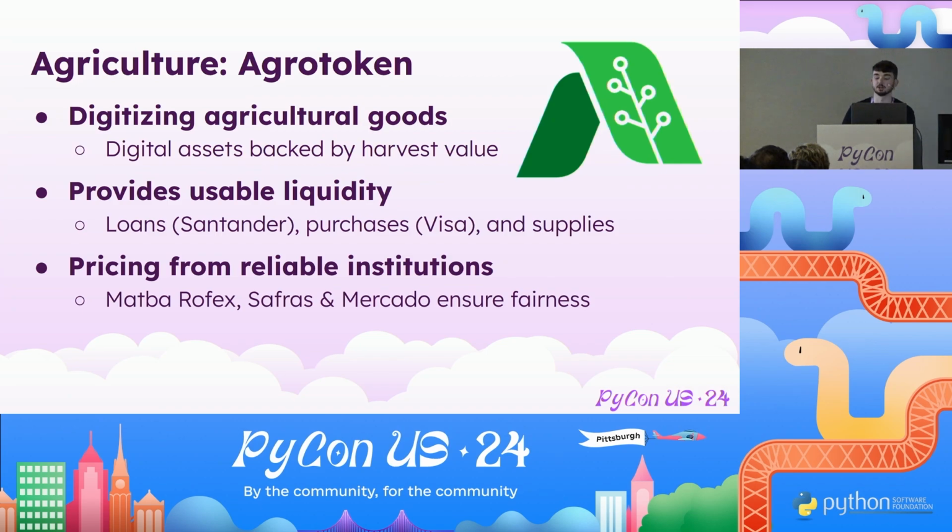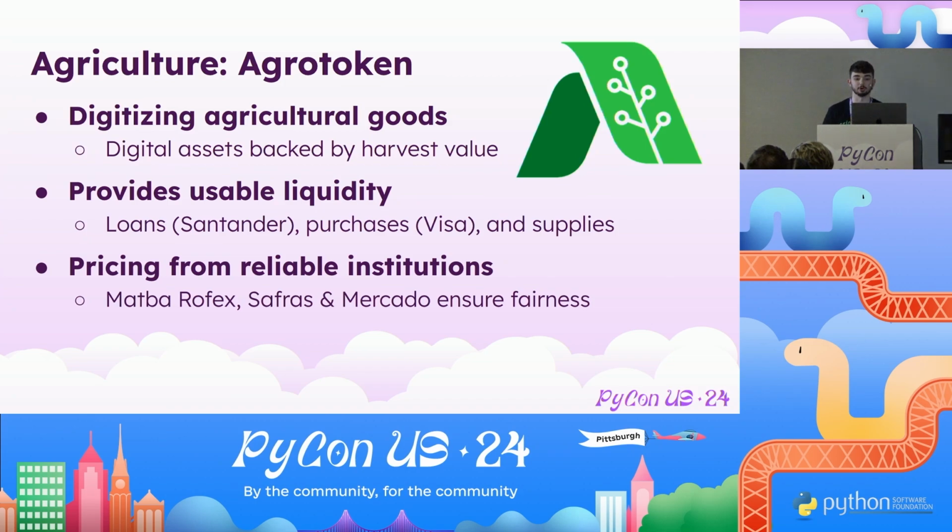So in the case of AgriToken, they work with farmers, particularly in Latin America, like Argentina, and they allow farmers to tokenize or digitize their crops. And this is really important because it provides usable liquidity to those farmers.